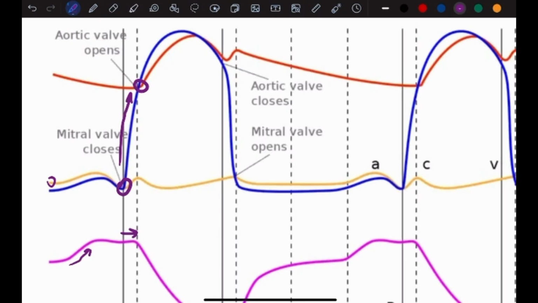At this point here, we can see that the pressure in the ventricle exceeds the pressure in the artery, the aorta. Hence, your aortic valve is going to open, right? Let's highlight that. Your aortic valve is going to open because the pressure in the ventricle is higher than the pressure in the artery. Cool. And also highlight this stuff about the mitral valve as well. Cool. Now, this is your ventricular ejection stage.